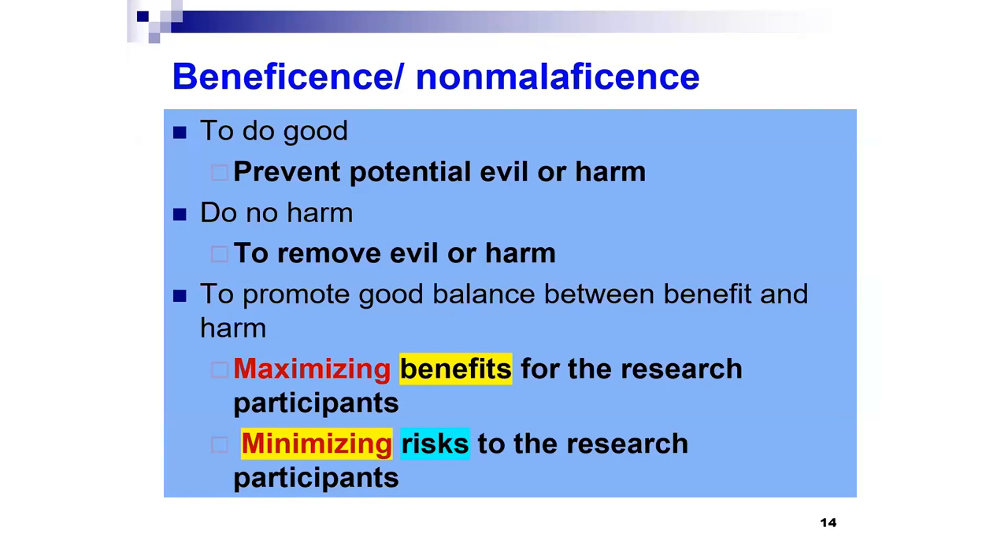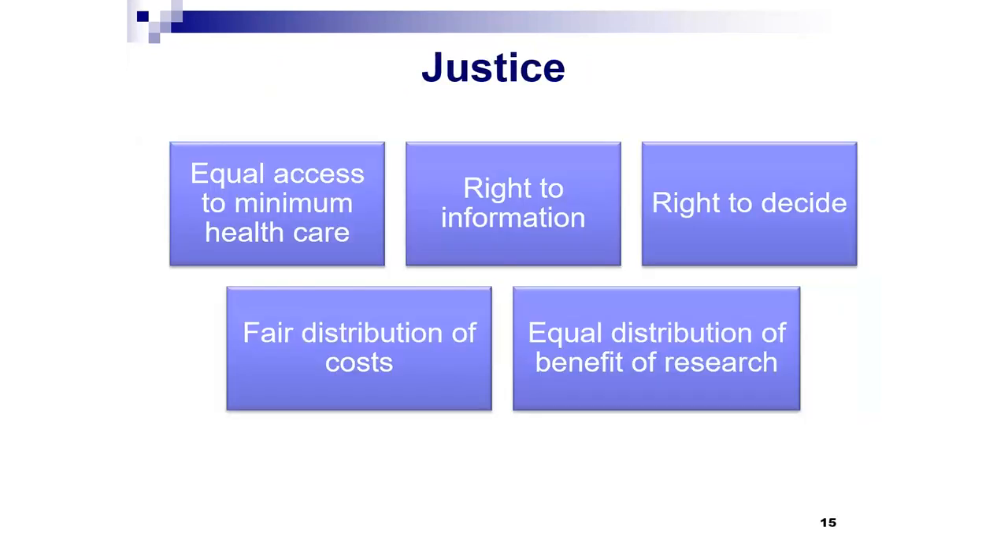But in order to promote good balance between benefit and harm, researchers need to maximize the research participants' benefit. Maximize the research participants' benefit, not the researchers' benefit, remember that. And minimize any kind of risk that may incur from the research. Exactly. So justice is a very broad thing, but justice can be violated anytime if someone's not conscious about it.